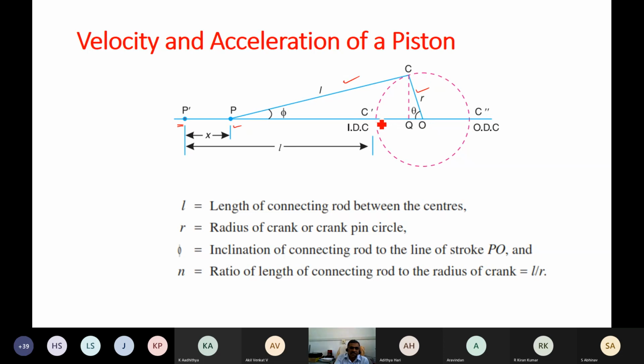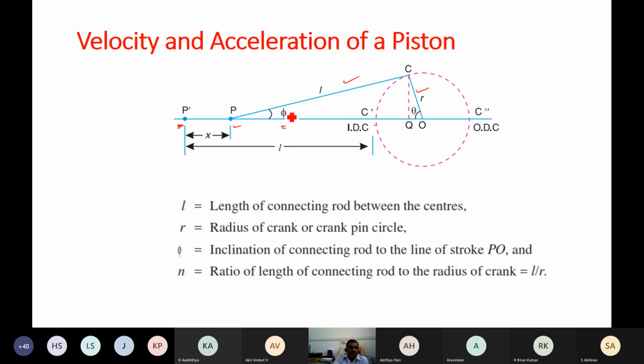The crank will be here. The point C will be here, and P will be at P dash. The C will be at C. So at this position, theta is equal to 0, phi is equal to 0. Phi is equal to 0, and theta is also equal to 0.